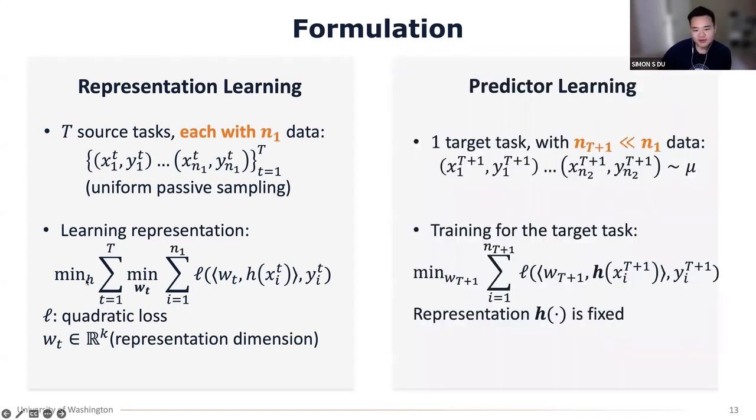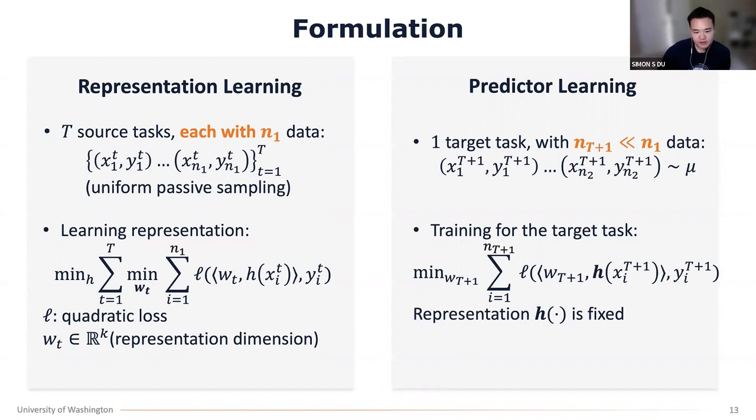And the second phase, if you actually want to learn a good predictor for the target task, okay? So let's say for the target task, you only have N_{T+1} data. So usually N_{T+1} is much smaller than N_1. For example, remember our few-shot learning task for the VOC7. N_1 is like 1,000. We have 1,000 samples per class in the ImageNet. But N_{T+1}, remember, is just like 1 to 8 or a very small number. So that's usually the case for few-shot learning.